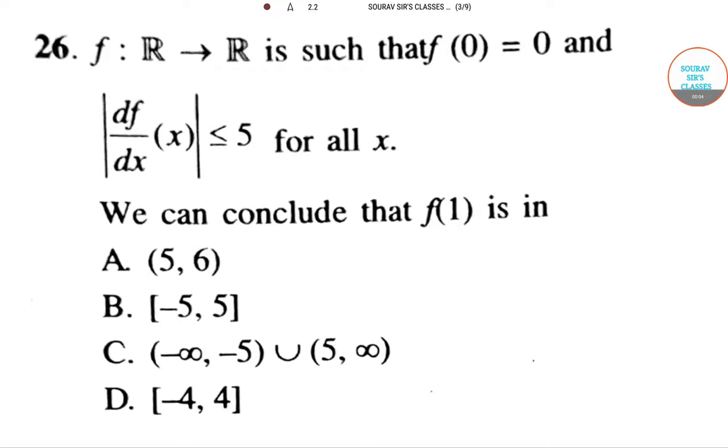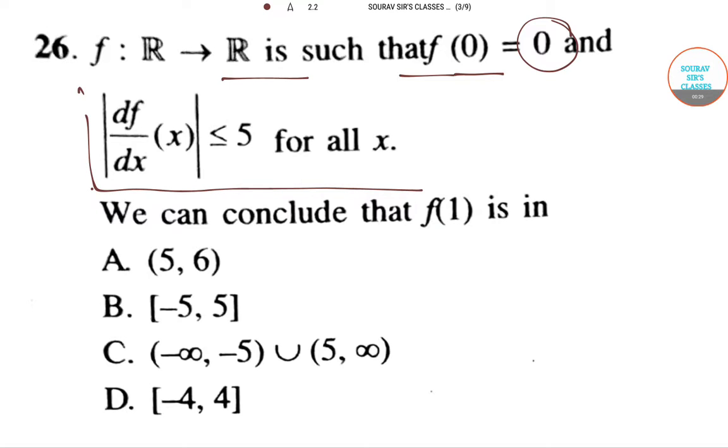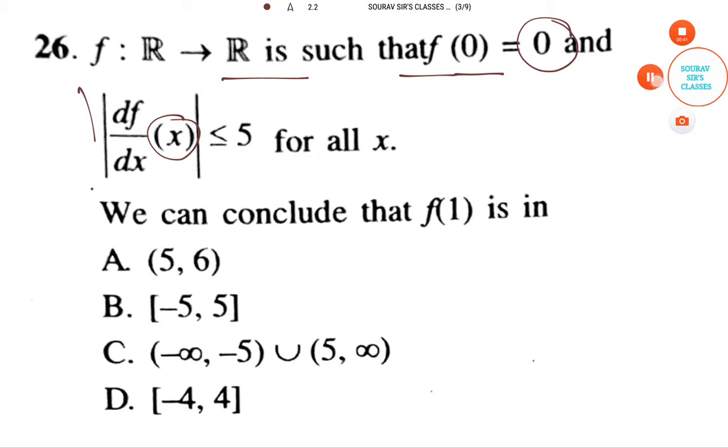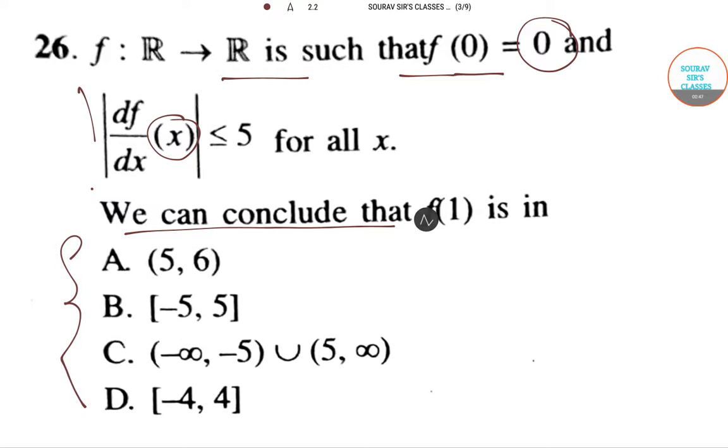Now today we will be solving this question. This question is really easy and interesting. It is about a function f, a real number such that f(0) equals 0, and there is another condition: df/dx of x is less than or equal to 5 for all x. Now we have to conclude which of the following f(1) is.